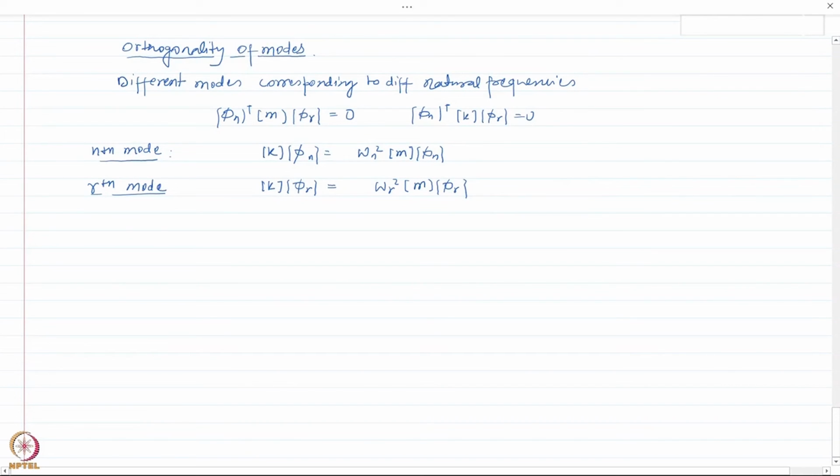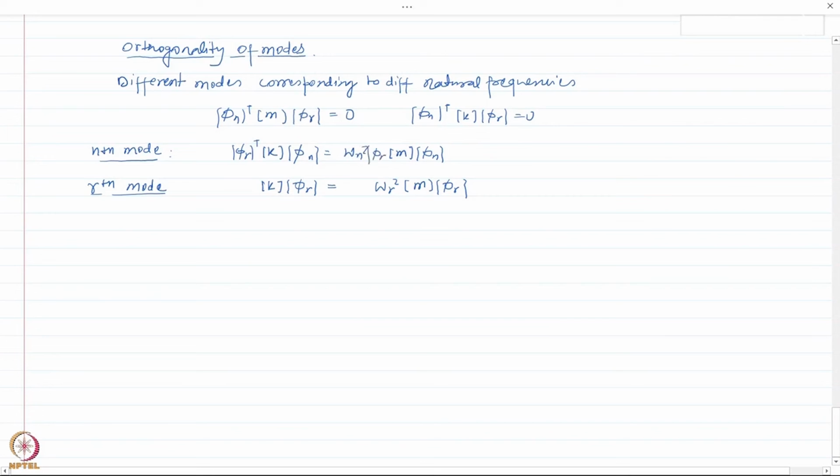Now what we can do here is multiply any of these equations with the transpose of the other mode. So let me multiply this with phi r transpose on both sides of the equation.